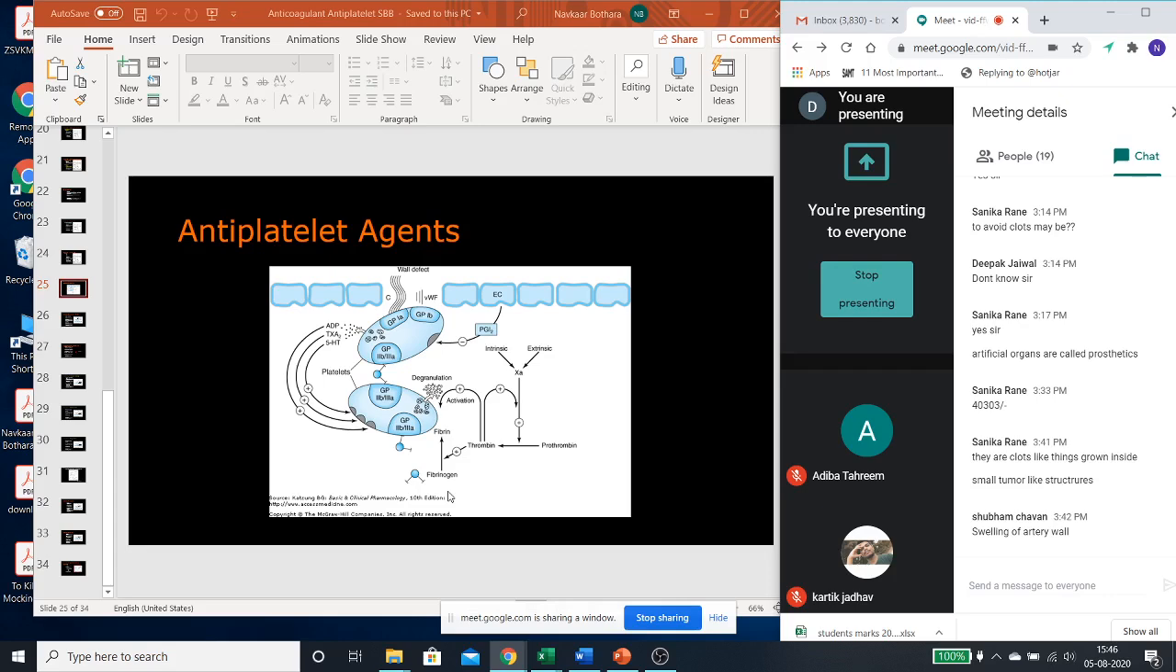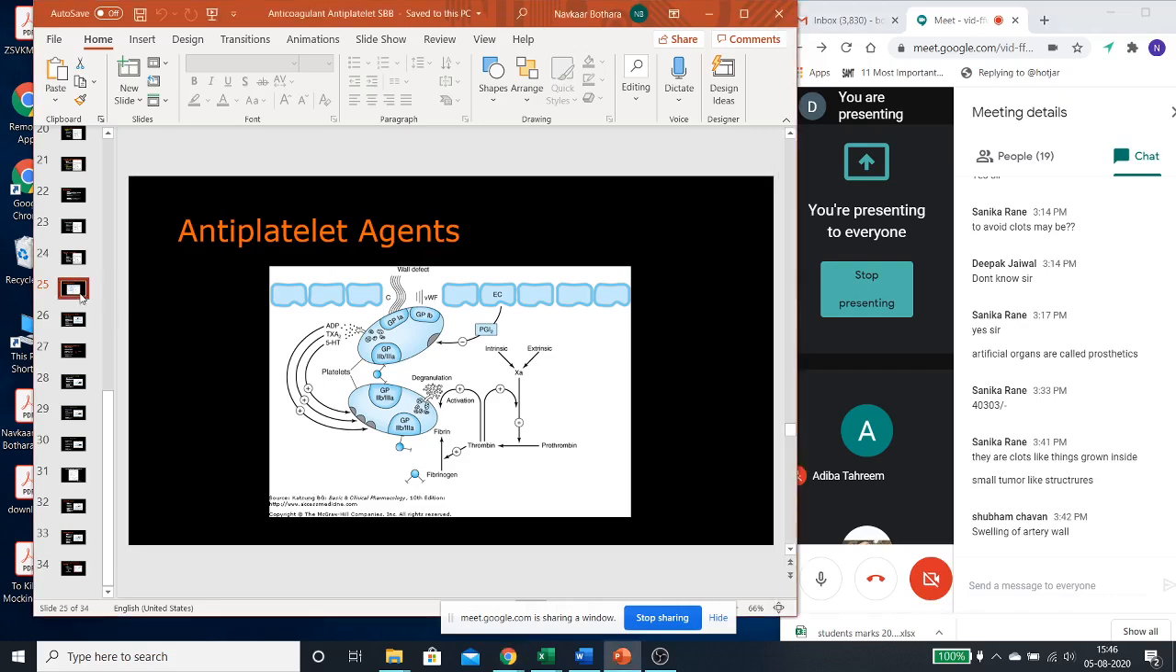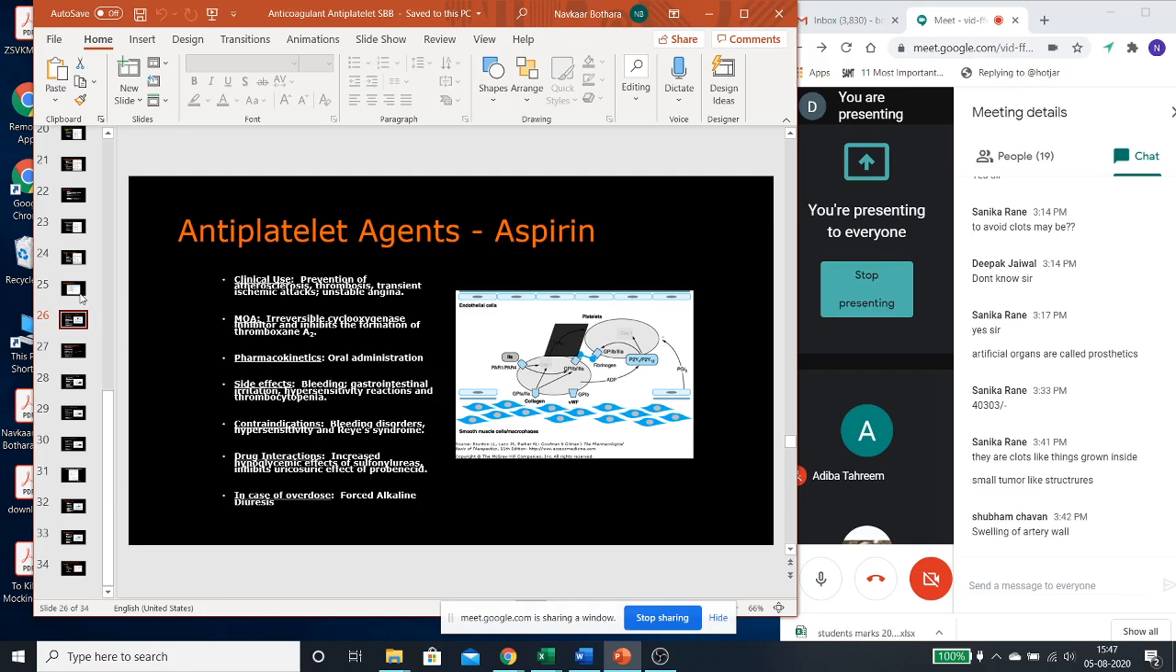So coagulation means we have seen only the coagulation factor. Here we are seeing platelet. Many times both are used in combination depending on the situation, or sometimes only platelet aggregation inhibitors can be given. So we have agents which take care of that. We have seen aspirin.